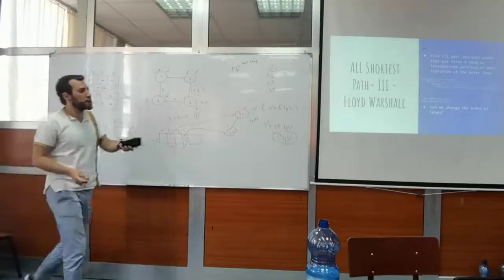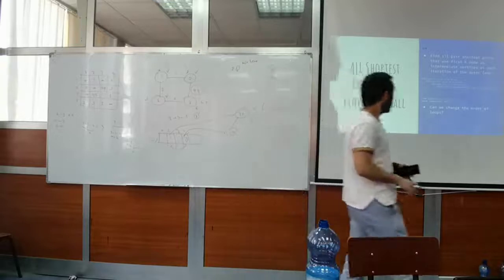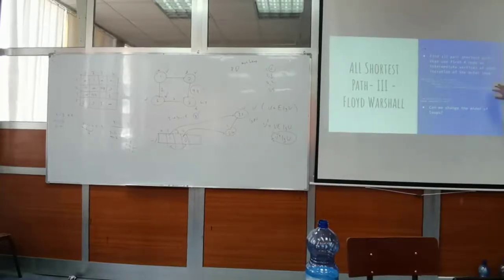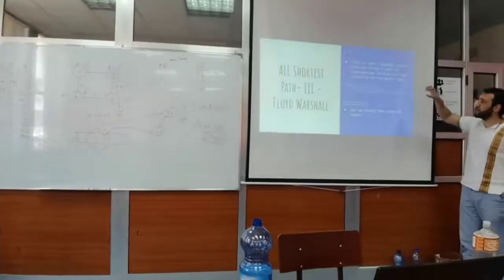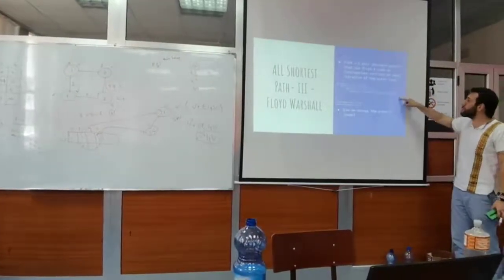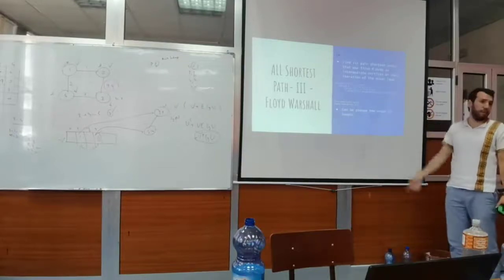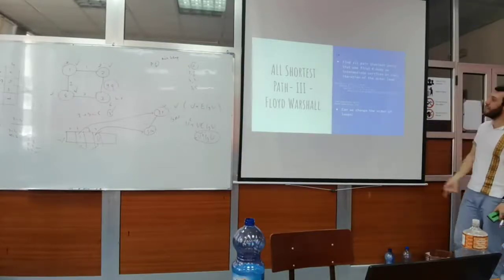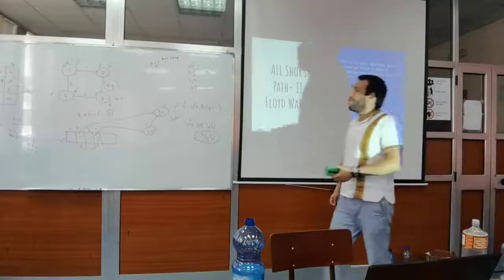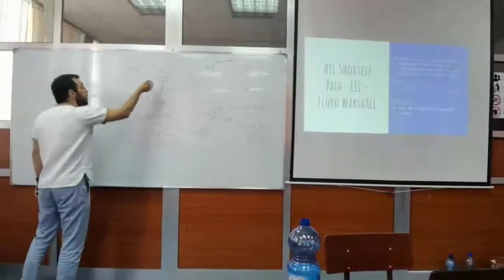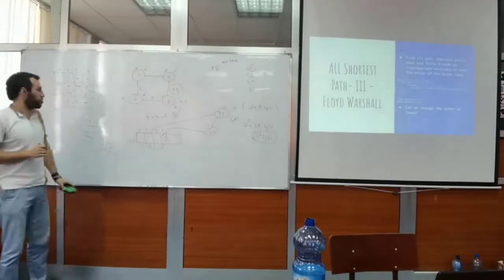So, in the next iteration, if we look at this for loop here, first we use 1 as an intermediate node, and then we check if using 1 as an intermediate node helps us in any cases or not. And if it does, then we just do the update. And in the second iteration of this, we check: what if I use 2 as an intermediate node?